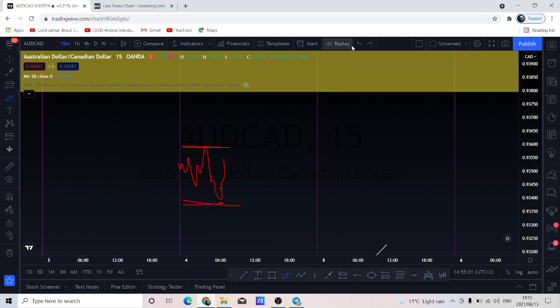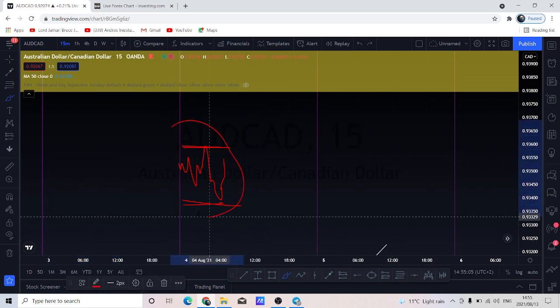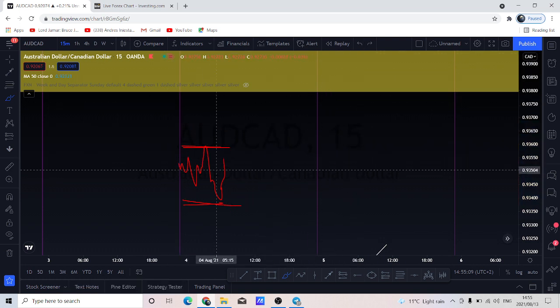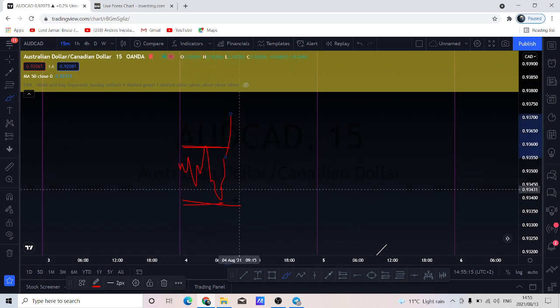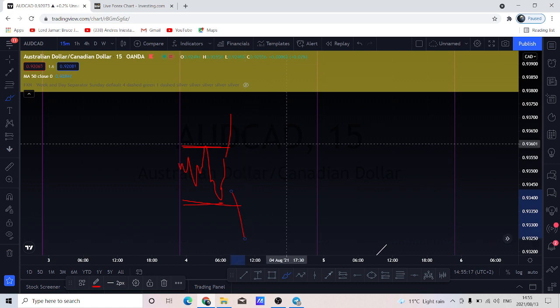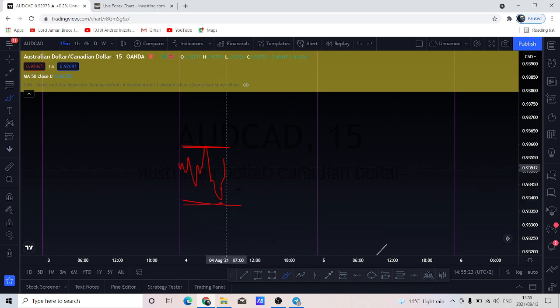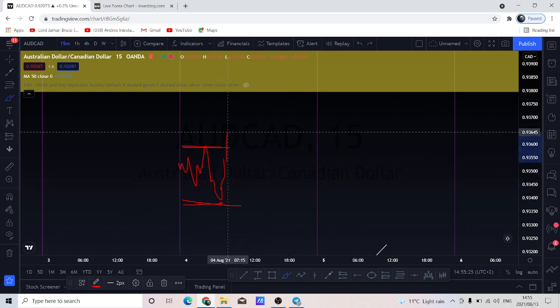But this must happen here, not in the middle of the day. So after seeing a consolidation, you must see either a break to the upside or a break to the downside. That's supposed to come in the London session. But in our case, we saw a break to the upside.